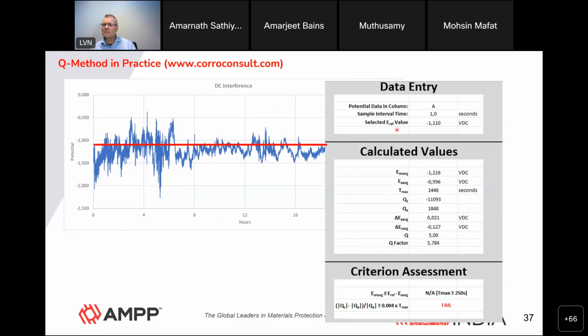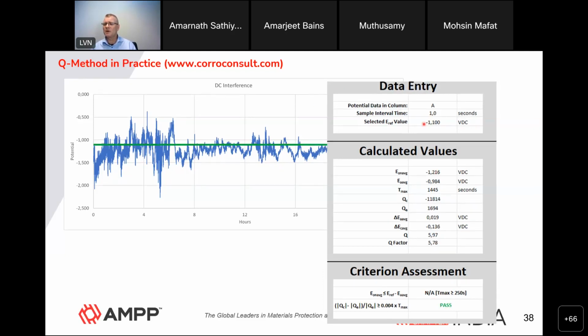In this case, I have selected a reference value of minus 1110 millivolts as a reference potential. It calculates and goes through all the steps, and it gives you the diagnosis that this fails. So 1110 selected as a reference value gives you a non-compliant situation. Then I select minus 1100, that's 10 millivolts more anodic, and then it passes.